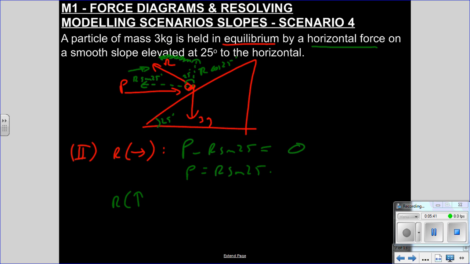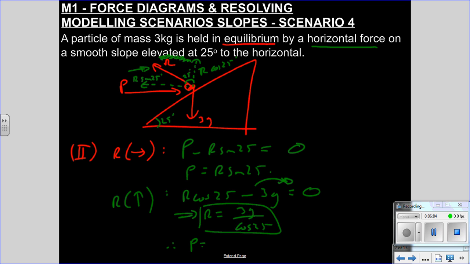So let's resolve up, down this time. Up, down, we've got all the forces going up, R cos 25, minus the forces going down, that's 3g, equals, again, it's in equilibrium, so 0. So we know that R equals 3g over cos 25, and therefore substituting that into P, P is 3g over cos 25, all times by sine 25, which equals, and remember, g is 9.8, so 3 times 9.8 divided by cos 25 times by sine 25.